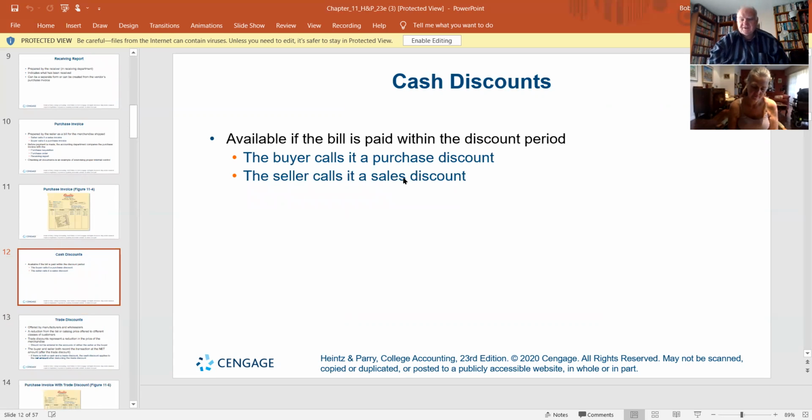Remember we talked about sales discounts in chapter 10? In this chapter, we're going to call the same discounts cash discounts. They were contra revenue accounts. Here, they're going to be contra purchase accounts because we're debiting purchases for all the things we buy.